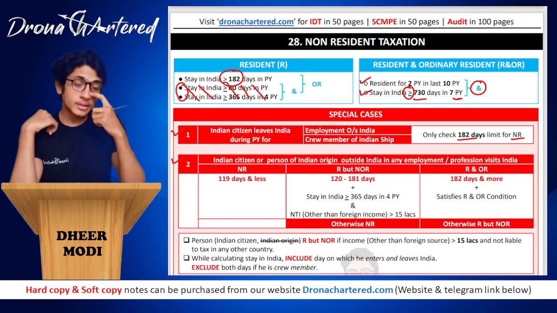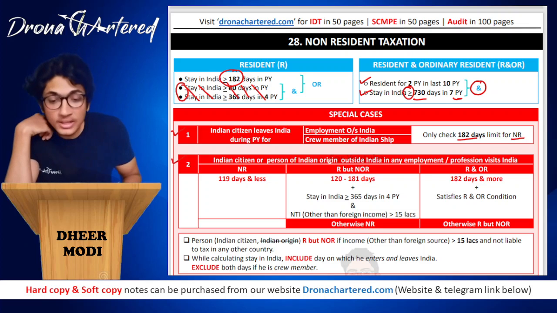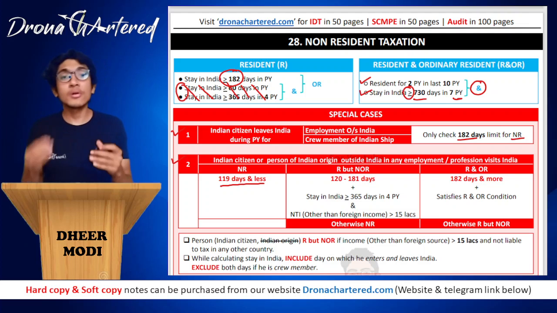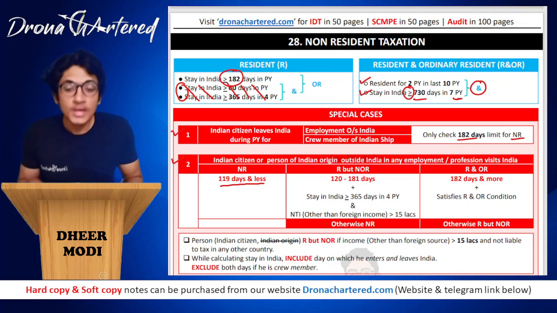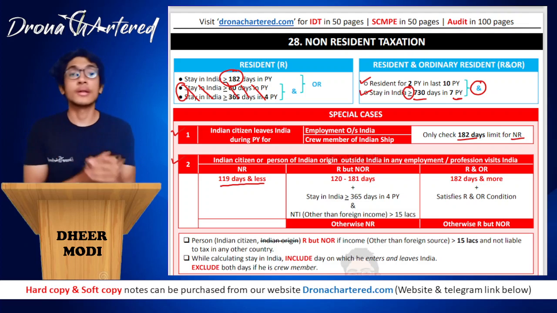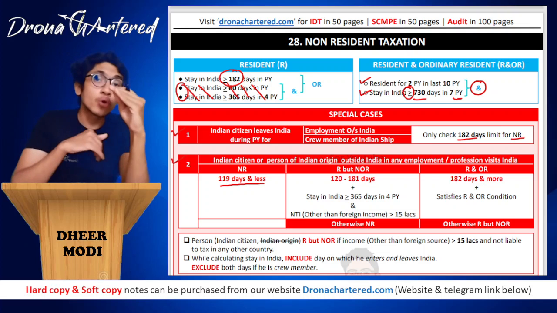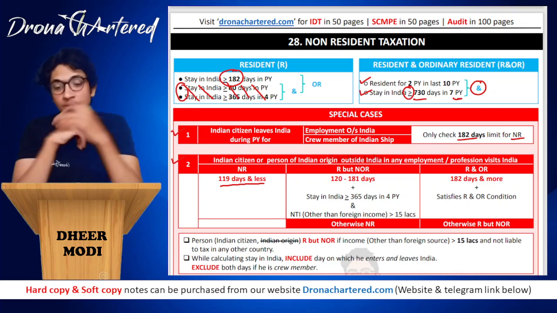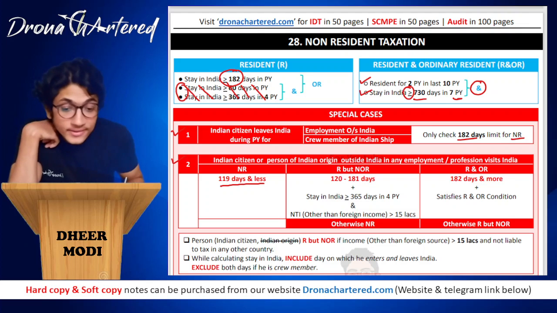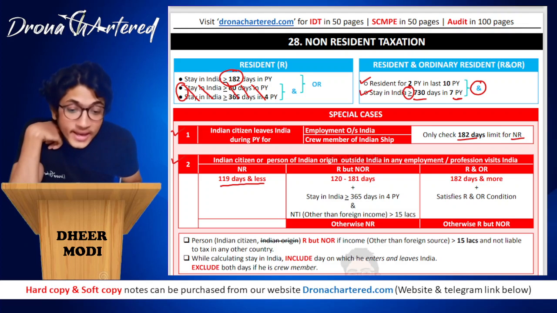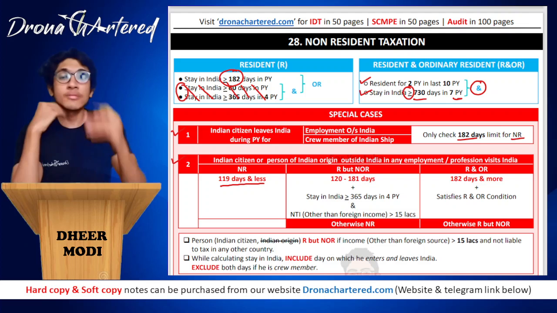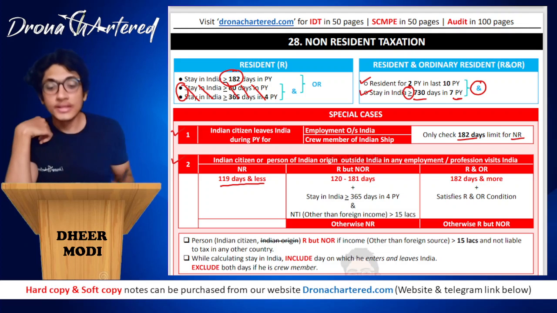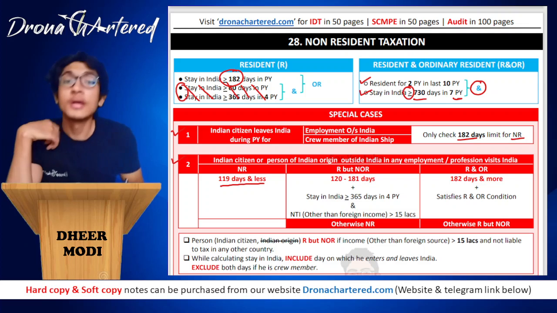In such a case, if he visits India for a period of 119 days or less, he will be treated as a non-resident. If his stay does not touch 120 days, he will be treated as a non-resident. Simple condition. If his stay is in the range from 120 to 181 days, in such a case he will be treated as a resident.